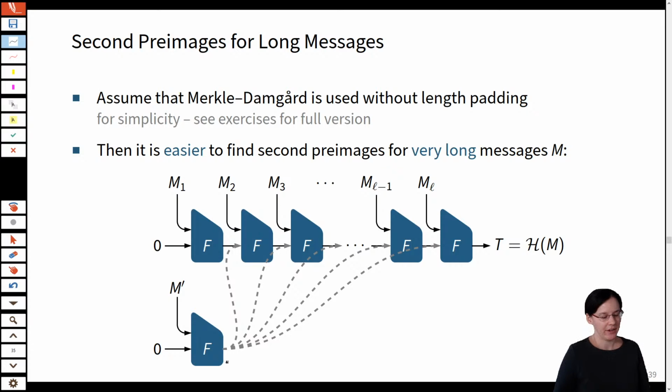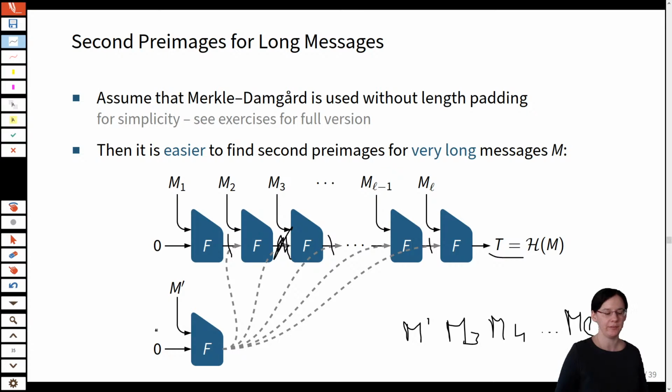Because if the value here matches any of the intermediate results here, then we can extend it to a second preimage by simply taking the message m prime and appending, for example, if the match is here, we can append m3, m4, and so on, up to ml. And this will then be a second preimage for the original long message. So the trick here is that we use the fact that we can find a second preimage not just for one value, but for any of the intermediate values.